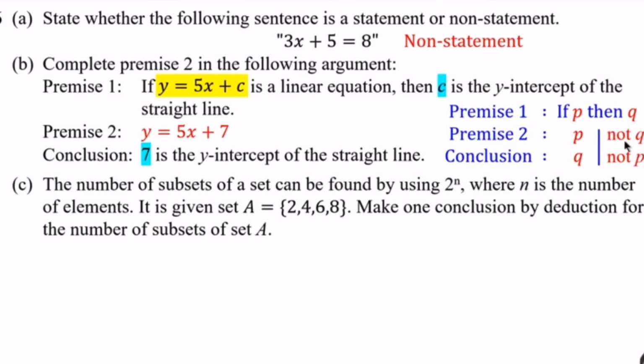So next we will discuss C. The number of subsets of a set can be found by using 2 power n, where n is the number of elements. It is given that set A consists of 2, 4, 6, 8. Make one conclusion by deduction for the set. So to make a conclusion by deduction, we just substitute n equal to 4. So the answer is 2 power 4, which is equal to 16.